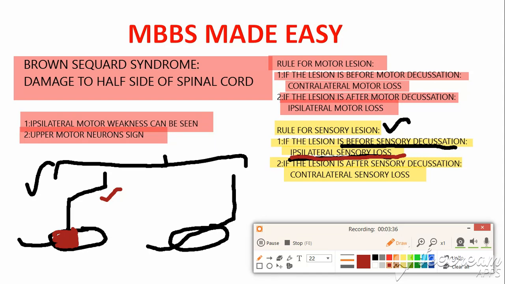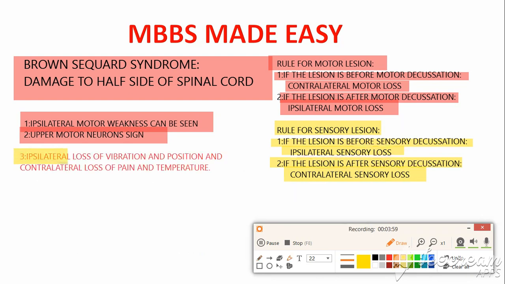Point number 2 states that if the lesion is after sensory decussation, you will see contralateral loss. See, in the lateral spinothalamic tract, the lesion is at, you can say, at decussation or at the spinal cord, and decussation is also occurring here. That's why you will see contralateral loss of pain and temperature. Read point number 3. It says just what I already told you: ipsilateral loss of vibration and position can be seen in Brown-Séquard syndrome, and contralateral loss of pain and temperature can be seen.